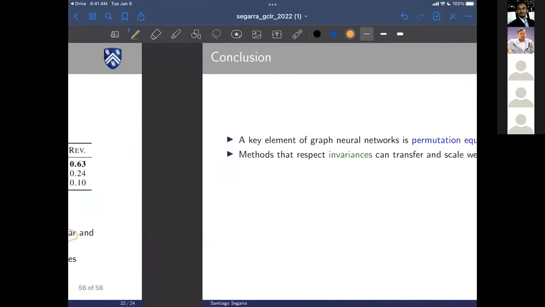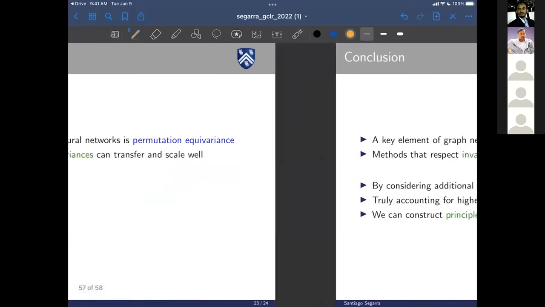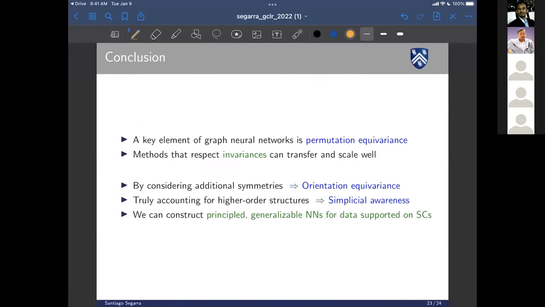Good. So with that, we still have 5 minutes for questions, that's great. To conclude, a key element of graph neural networks is permutation equivariance. In general, methods that respect invariances can transfer and scale well. So what we did today is we considered additional symmetries, orientation equivariance, which naturally arises when thinking about signals on edges and higher orders, and is not present when thinking about signals on nodes. And truly accounting for higher order structure, simplicial awareness, not ignoring the higher order structures, but at least having the ability to use information in those if beneficial for the task at hand, we can construct principled and generalizable neural networks for data supported on simplicial complexes.